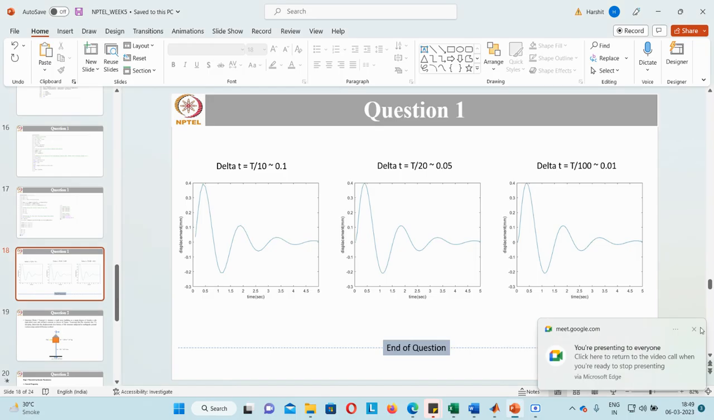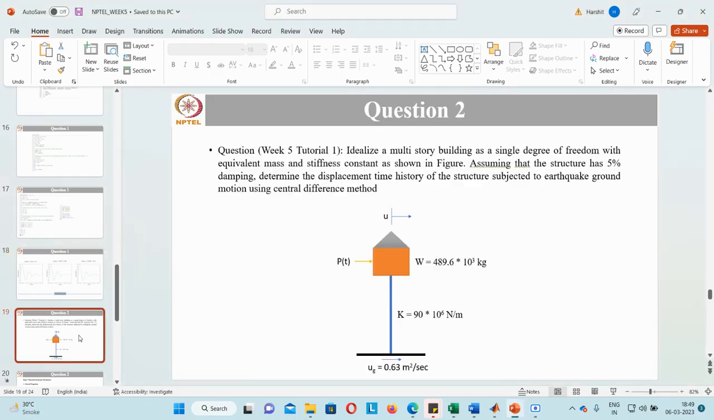Okay, so now we'll move on with the second question. I will give you a couple of minutes to read this question and to think about how we will solve this question.